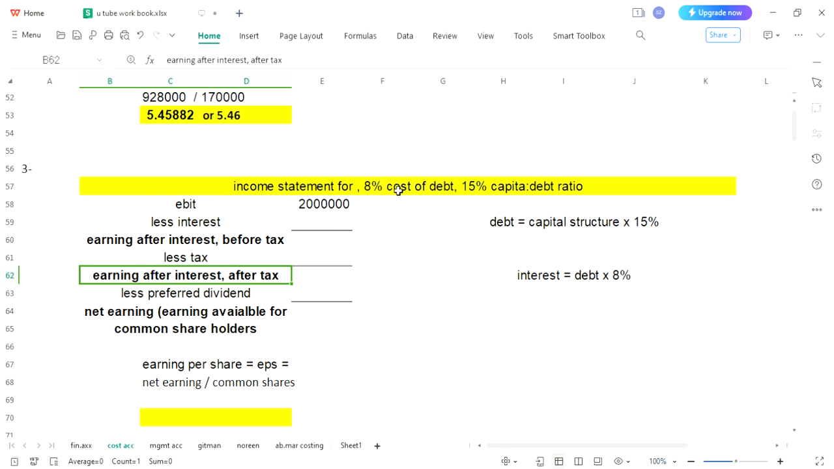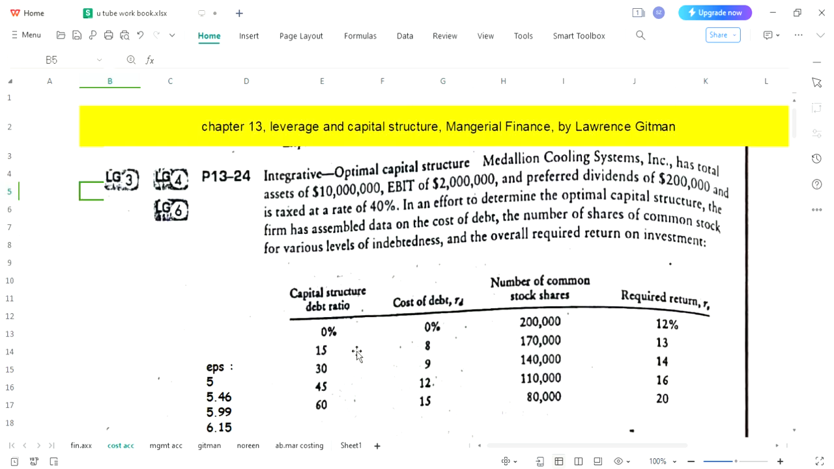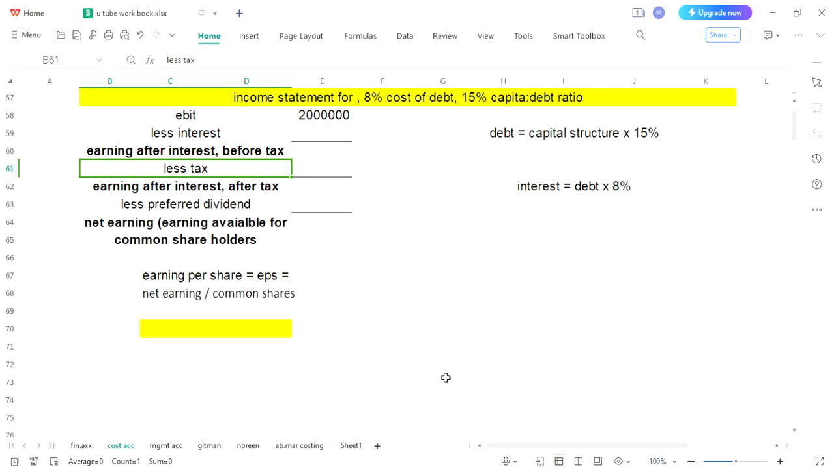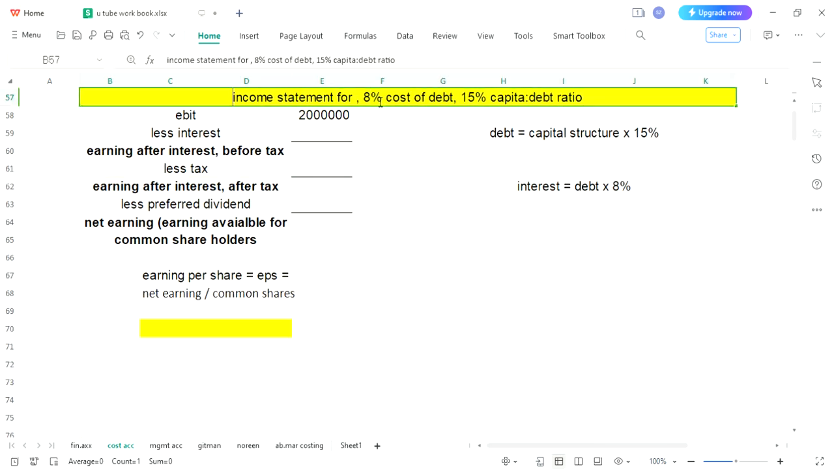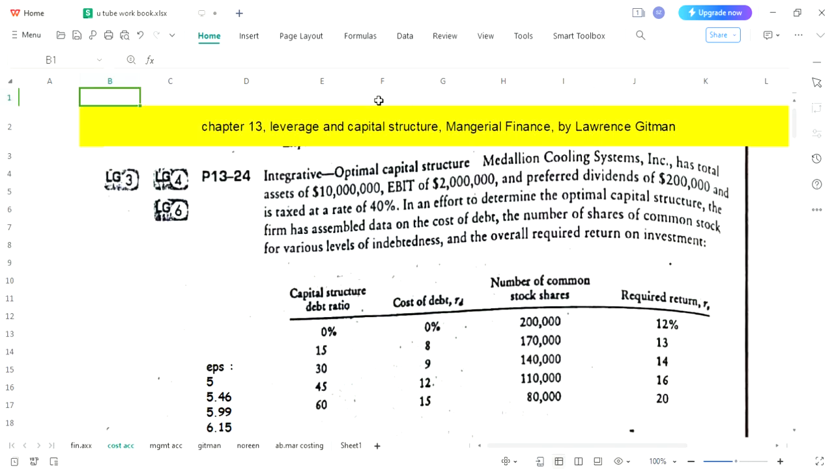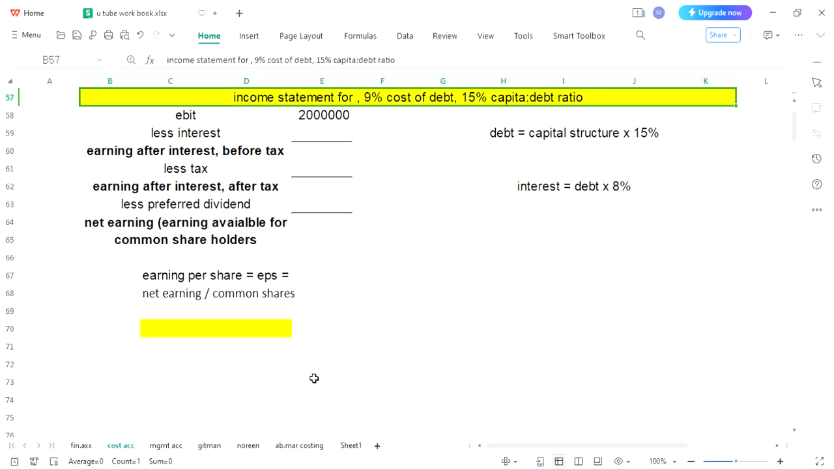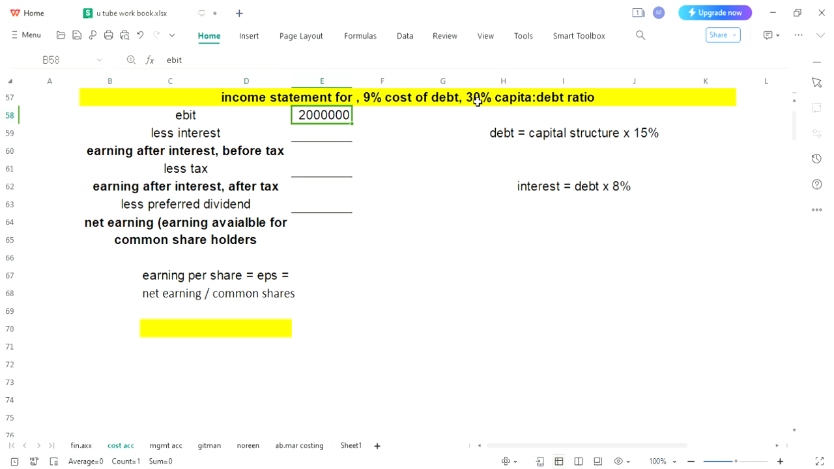So first we will change these headings. For the third part, cost of debt is 9%. So let's change it. Cost of debt is now 9%. And the capital debt ratio for the third stage is 30%. So let's mention it as 30%. When we are writing our question over here, it will be a little easy for us to calculate.